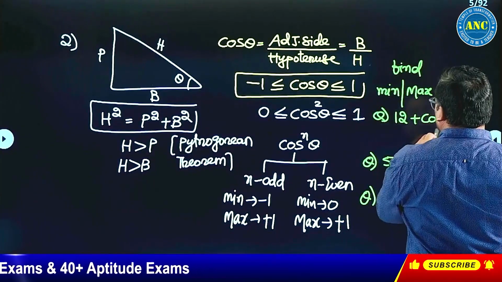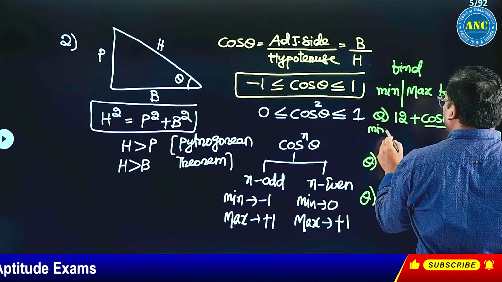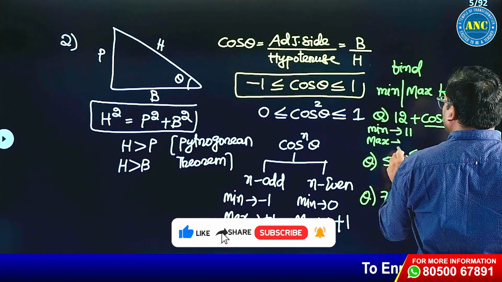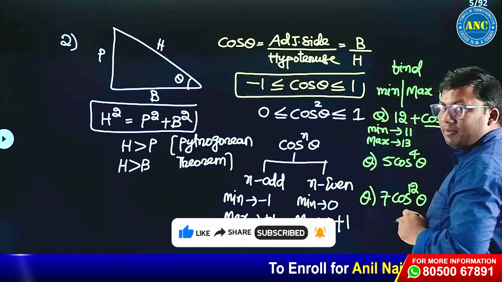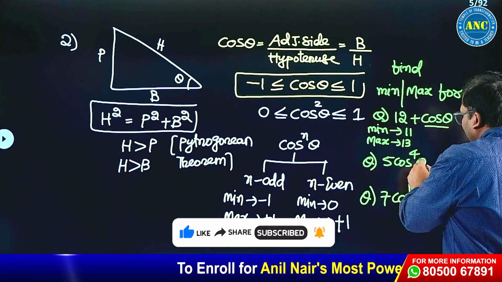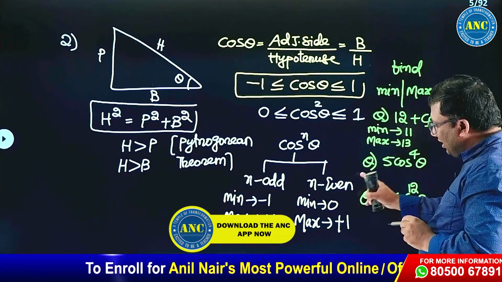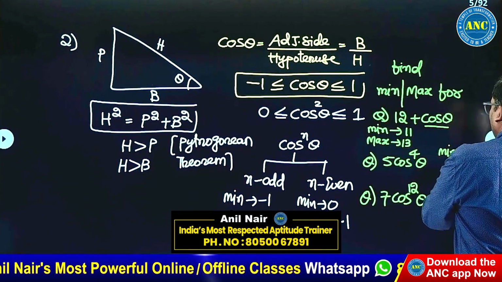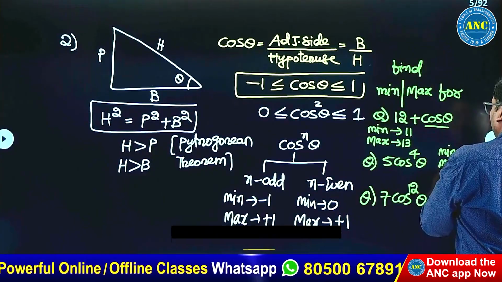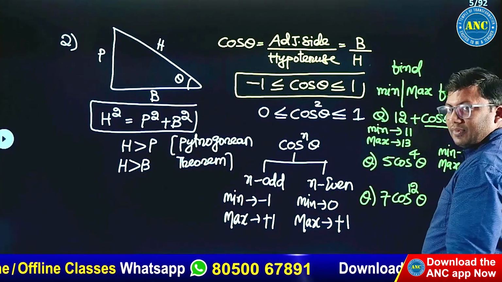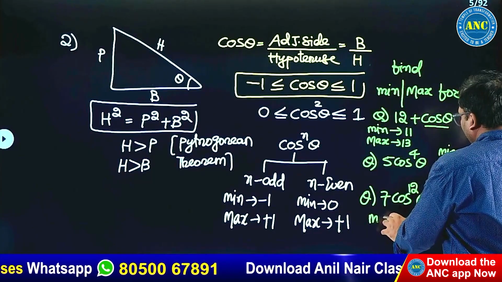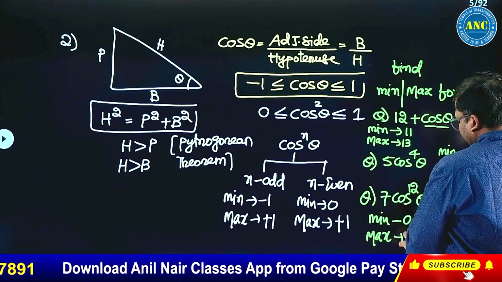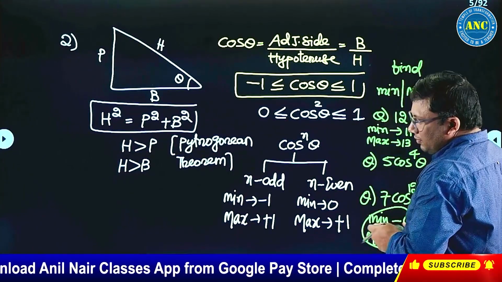Easy. Cos theta minimum value minus 1, 12 minus 1, 11. Maximum value 12 plus 1, 13. Minimum 11, maximum 13. Cos power 4 theta, it is even. Even means minimum value 0. 5 into 0, 0. Maximum value 5 into 1, 5. Again it is even. Minimum will be 0. Maximum will be 7.